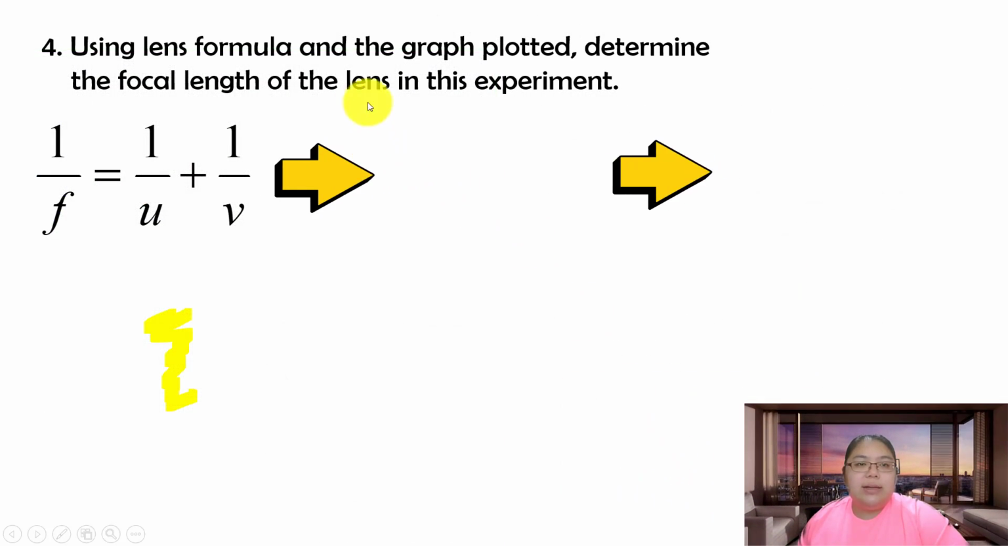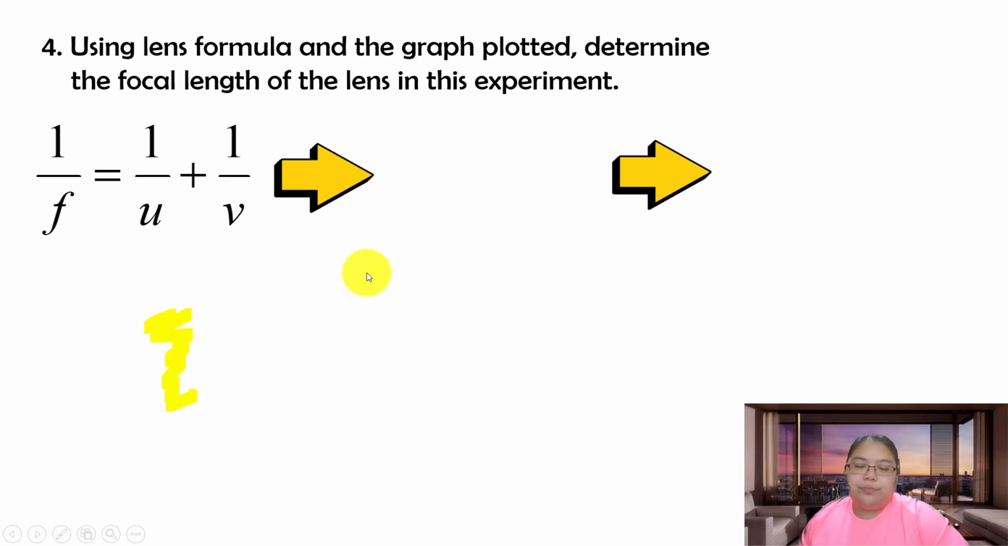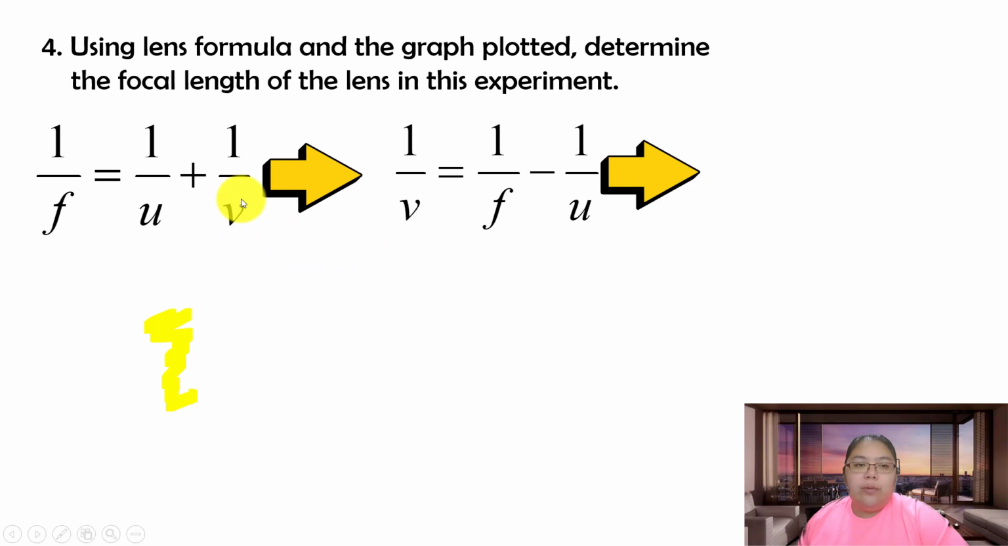Now we are using the lens formula and the graph plot. We need to determine the focal length of the lens in this experiment. First, we use the lens equation: 1 over f equals 1 over u plus 1 over v. Now I want to move the positions. I keep 1 over v here, then I move 1 over u to the left-hand side. So you find 1 over v equals 1 over f minus 1 over u. When 1 over u goes to the other side, it becomes negative.